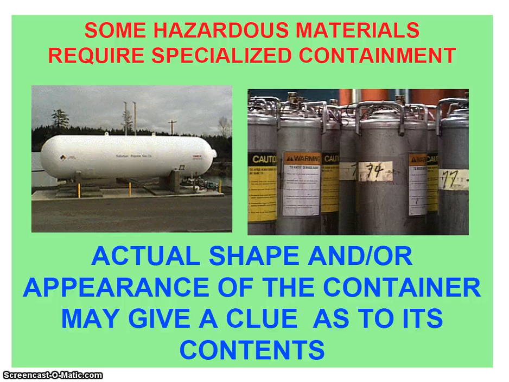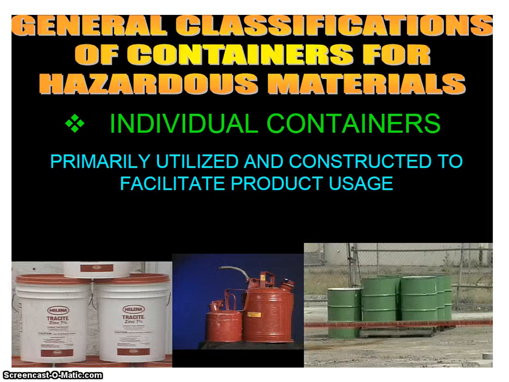Some hazardous materials require specialized containment. Actual shapes and/or appearances of the containers may give you a clue as to what is in its contents. General classifications of containers for hazardous materials: when we look at individual containers, they're primarily utilized and constructed to facilitate the product use, like gas cans, 55-gallon drums, and special rubberized containers.